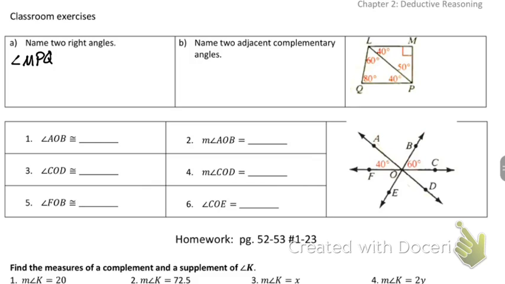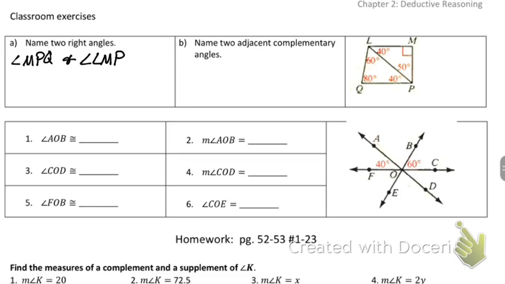LMP. LMP, yeah. On that one, could you have used just angle M? Would I know what you're talking about? Yeah. But it's always good to name 3 letters. Just get in the habit of naming 3 letters, then you don't make a mistake.